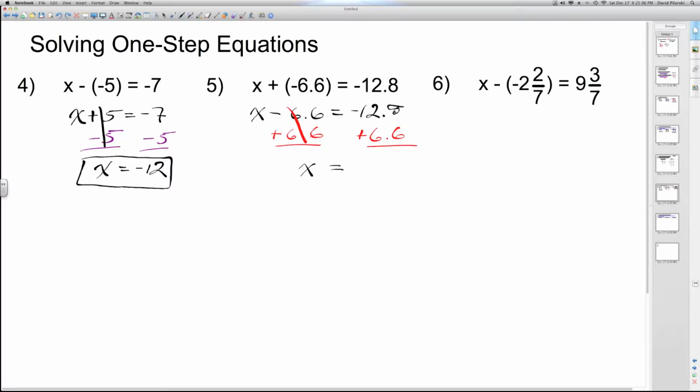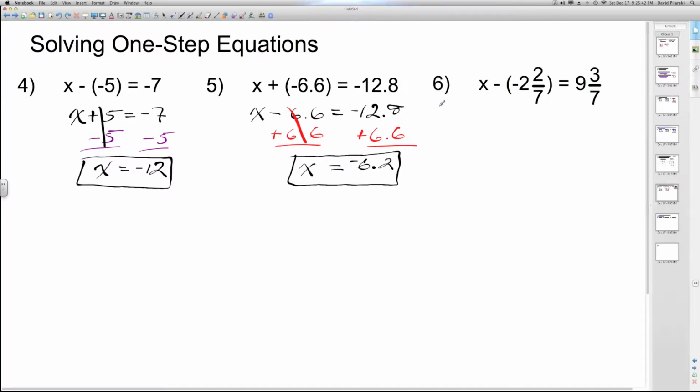We have to do negative 12.8 plus 6.6, similar to other problems I've already done. They're opposite sign numbers being added, so we subtract their absolute values. 8 take away 6 is 2. I'll put down my decimal sign. And 12 take away 6 is 6, so the number part is 6.2. It is negative because negative 12.8's absolute value is greater than 6.6's absolute value. So final answer here is x is equal to negative 6.2.